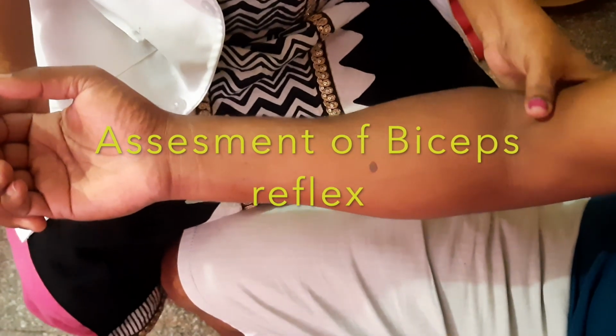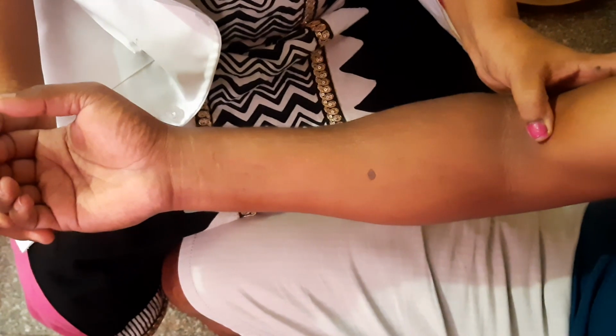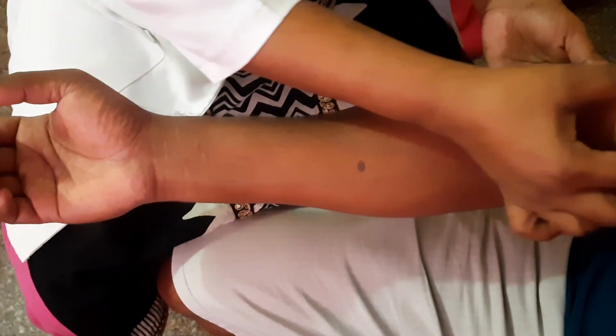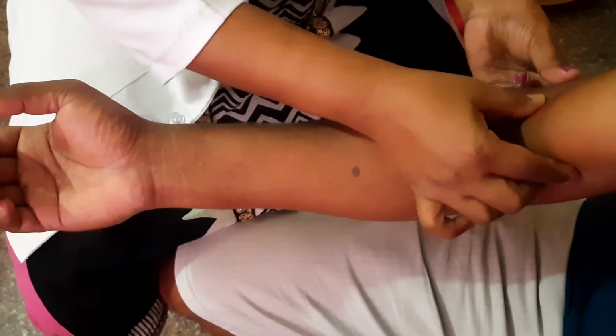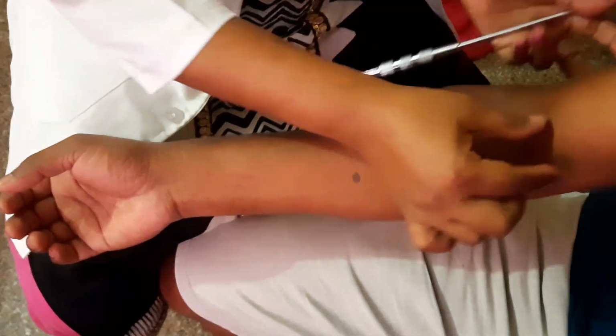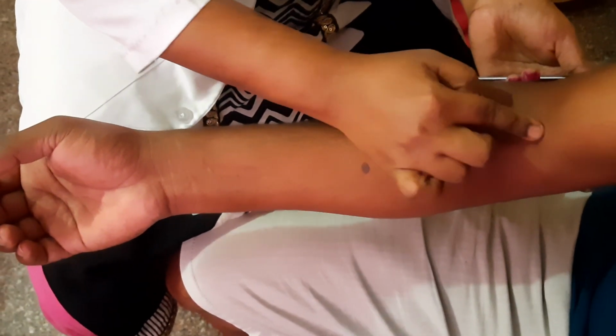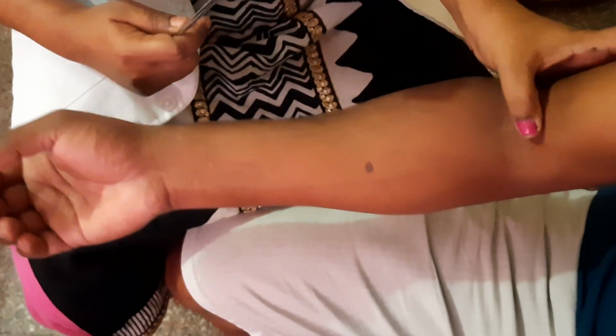Firstly, to assess the biceps reflex, we have to identify the biceps muscle. This is called the biceps muscle. You can see the biceps muscle. In the lower part of the biceps muscle, there is a tendon. It is a cord-like structure, and you can feel the tendon.